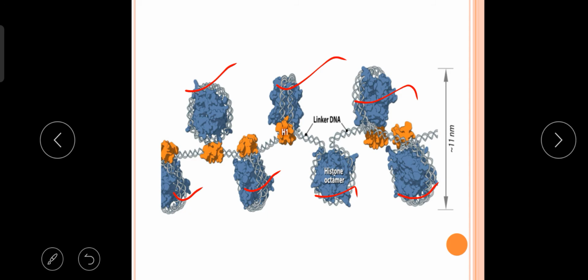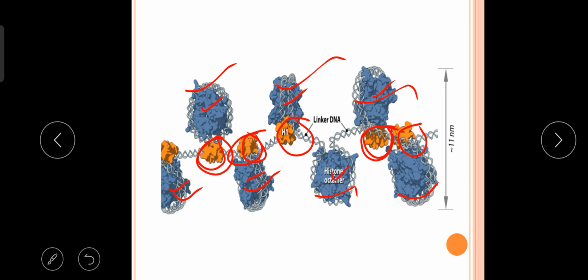All these orange or yellowish colors are the H1 histone protein. These are H1, and all the H2A, H2B, H3, H4, all these 4 different types of histone proteins are found in this core part. Core means the inner part, and the outer part of the nucleosome contains another histone protein, that is this yellow part, which is called the H1 histone protein.